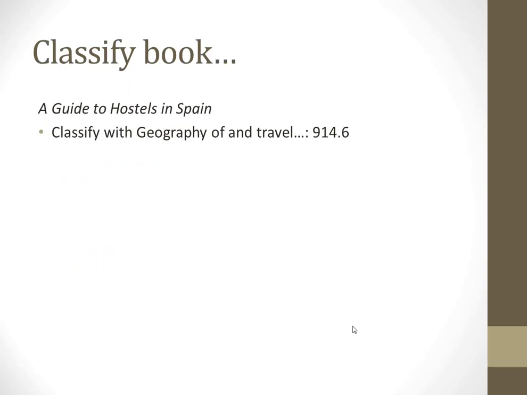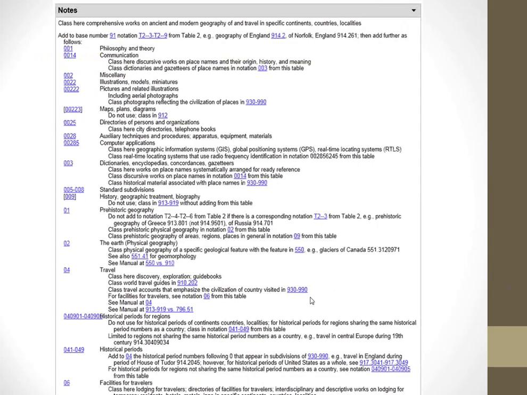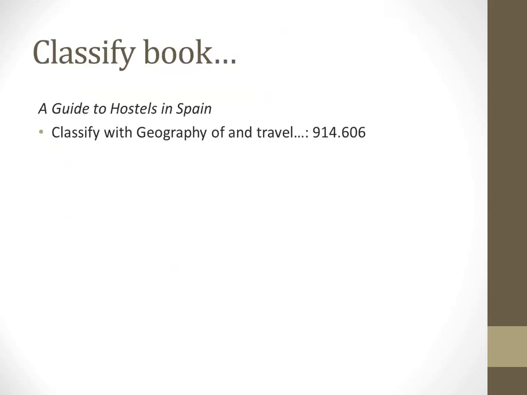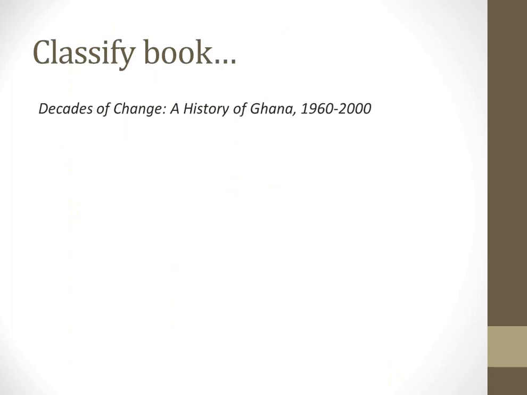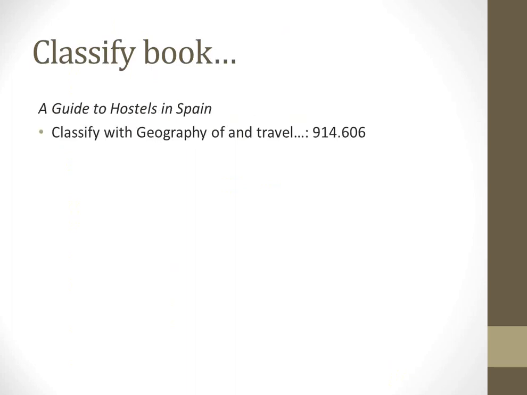Now you'll notice that when you add the subdivisions, it's okay if you didn't have a full three-digit Dewey number. You just add one digit before the decimal point and one digit after. So we started with 91, now we have 914.6. So we go back to our table and add the 06. So now we have 914.606. And so that would be the guide to hostels in Spain.